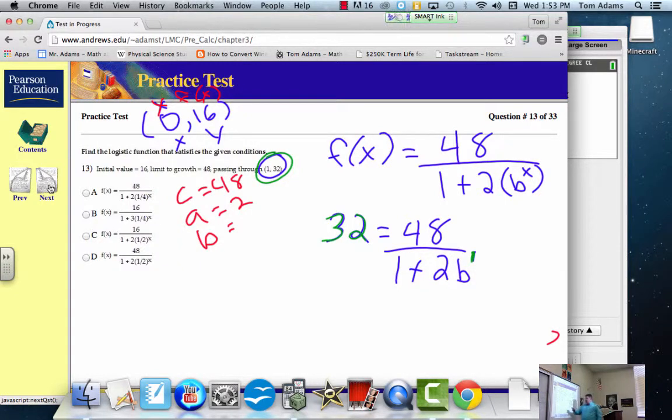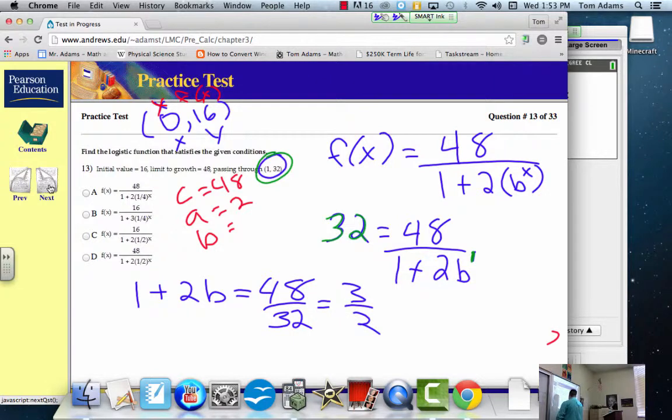Now when we cross multiply this, over here we're going to get 1 plus 2b, because b to the first power is b, is equal to 48 over 32, which reduces down to 3 over 2 if you divide the top and bottom by 16. Does that make sense? Am I going too fast? If I go too fast, say slow down. That's not cross multiply though, because when you multiply 32 by the 1, you get 32 times this quantity, and then you divide by 32.